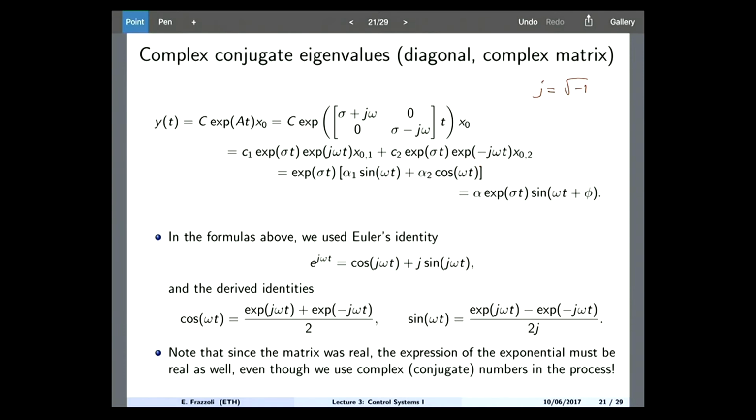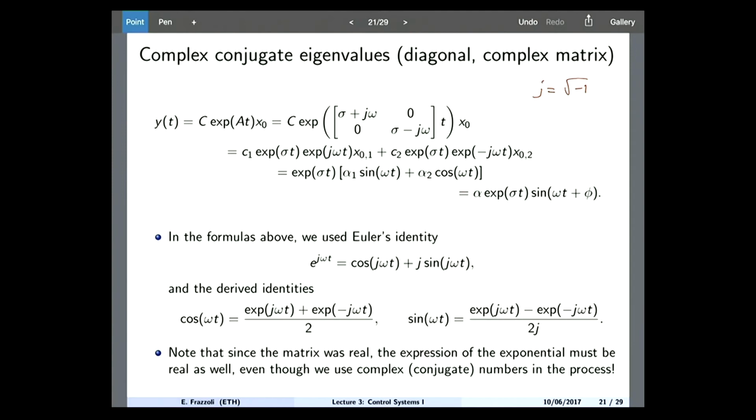Now, I'm just doing calculations. I'm just oblivious to the fact that these are complex numbers, okay? Now I can collect terms. I can put the exp sigma t outside of these parentheses. And then when you have the linear combination of exp j omega t and exp minus j omega t, that is really a linear combination of a sine and cosine. How do I know that?